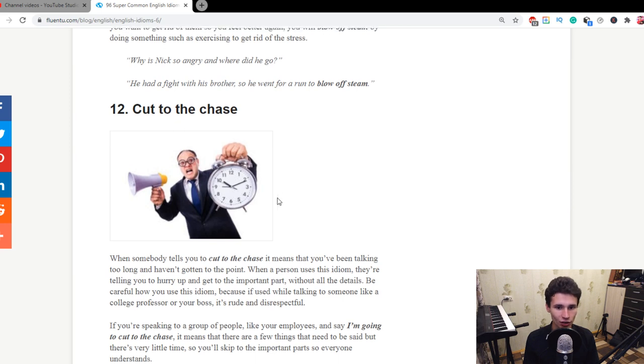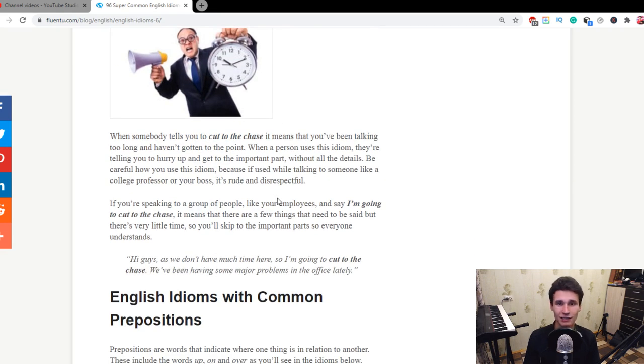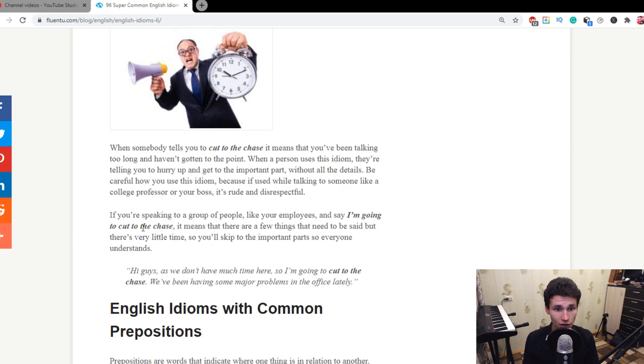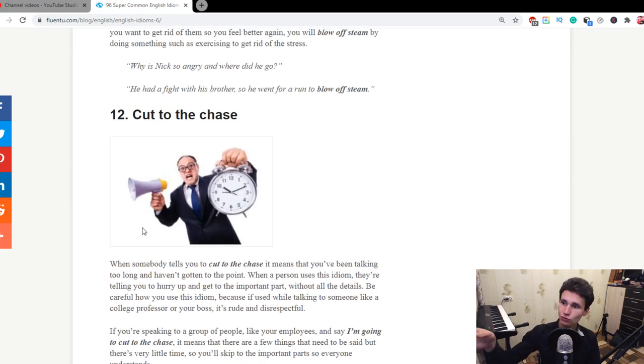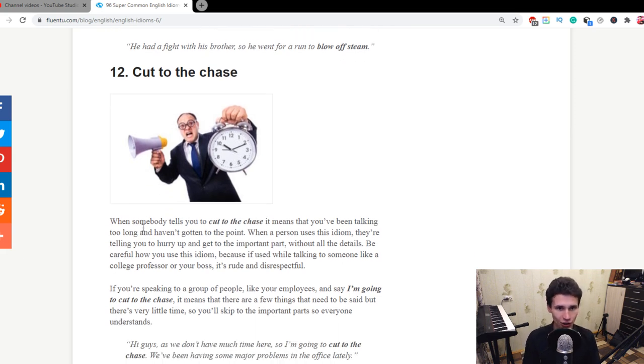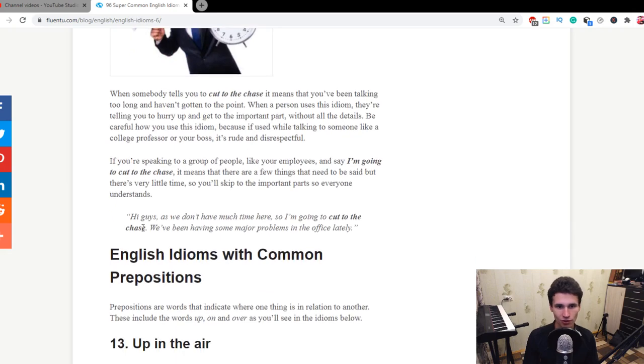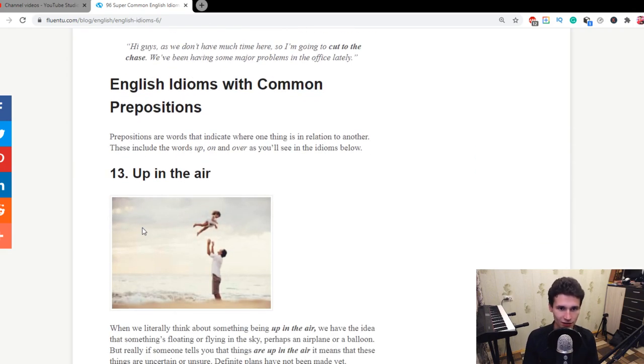Cut to the chase. Maybe it is kind of a short way to achieve something. I'm going to cut to the chase. It means that there are a few things that need to be said, but there's very little time, so you'll skip to the important parts. Nice! It is like going to the thing that really matters. If a teacher said to you, cut to the chase, you will go really to the point.